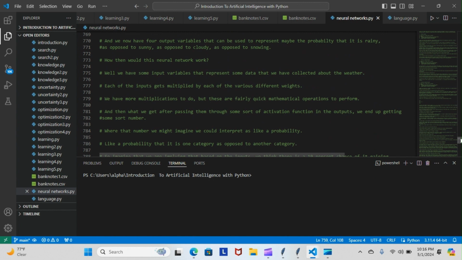How then would this neural network work? Well, we have some input variables that represent some data that we have collected about the weather. Each of the inputs gets multiplied by each of the various different weights. We have more multiplications to do, but these are fairly quick mathematical operations to perform. And then after passing them through some sort of activation function in the outputs, we end up getting some sort of number, which we might imagine we could interpret as a probability that it is one category as opposed to another category.